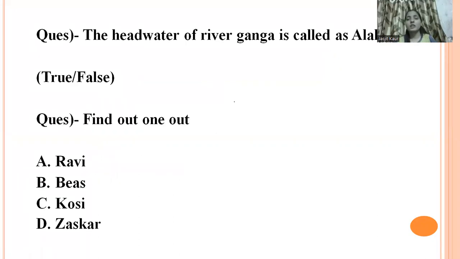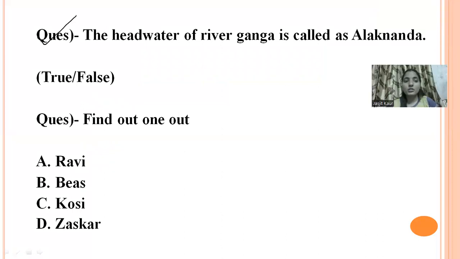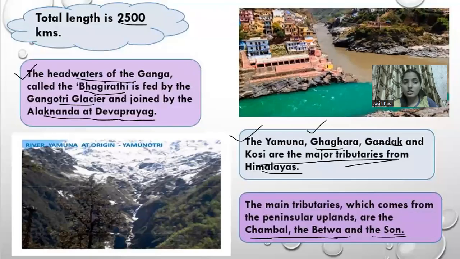So now student, here I have certain questions for you. So you have to answer this. The headwater of the river Ganga is called Alaknanda. Is this statement true or false? Yes. So it's false because the headwater of river Ganga is called Bhagirathi, as we have discussed here. So it's known as Bhagirathi.